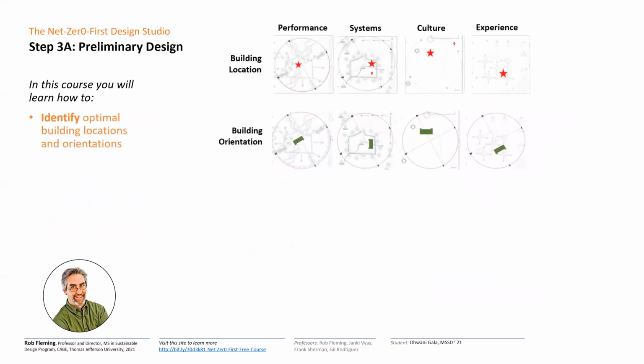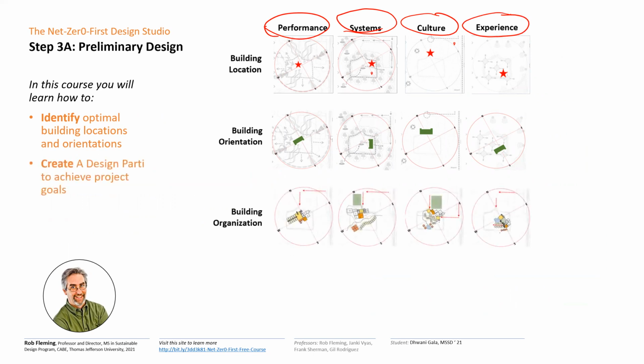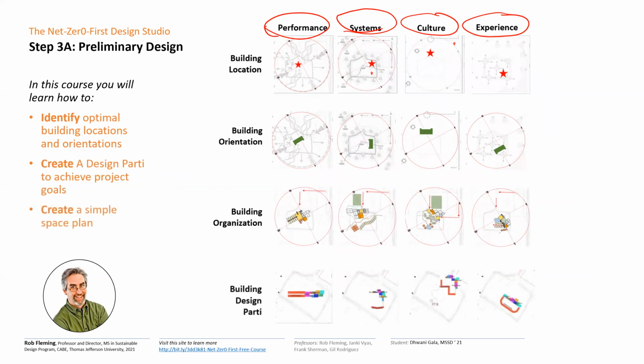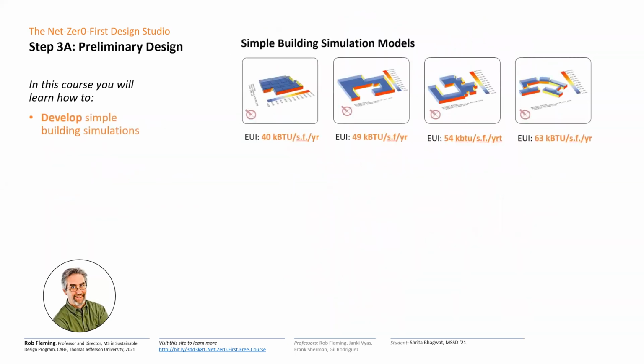In this course, you'll also learn how to identify building locations and orientations based on different perspectives. And these 4 perspectives, which are based on Mark DeKay's integral sustainable design, allow us to view the project through different lenses to generate a more holistic set of solutions. We're going to create a design parti through those 4 different perspectives, and finally some space and shape plans, which we're then going to use to develop simple building simulations.